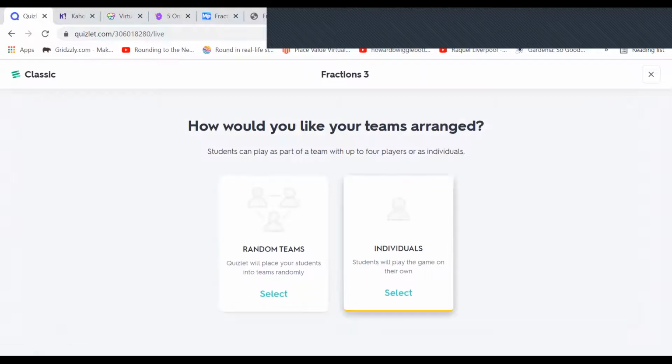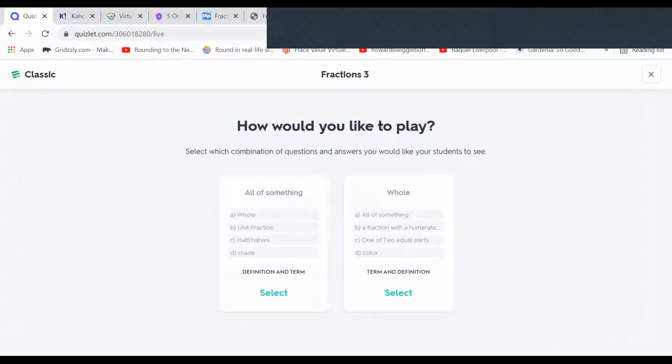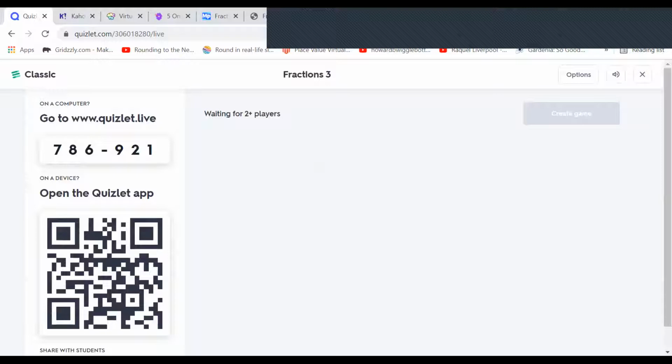Let's do individuals first. Let's go with the individuals first and try out a bit of recap for the vocabulary of fractions. Okay?